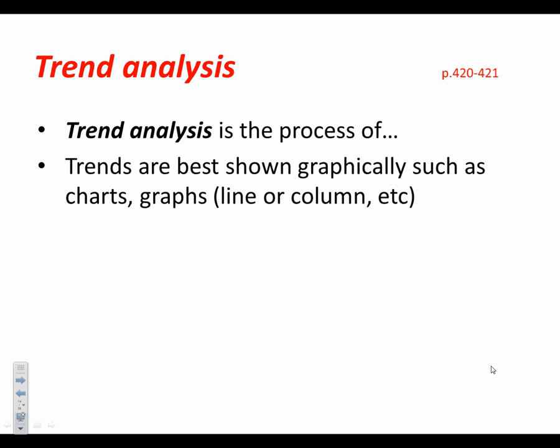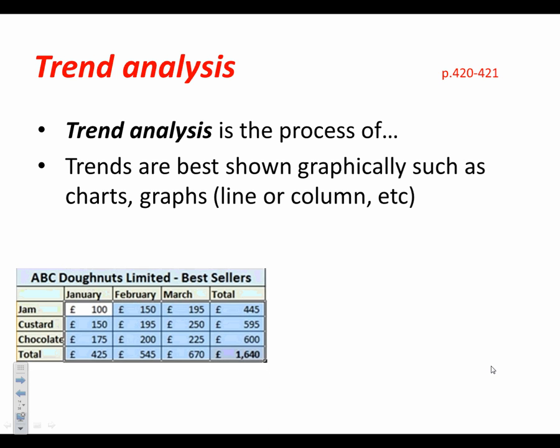The second point is that trends are best shown graphically, and that's through charts and graphs, whether it's a line or column graph. That's why there are those examples in the textbook. I can give you another one. Here we have ABC Donuts that has 3 different types of donuts: jam, custard, and chocolate. They have been inserting how much they've sold month on month, January through to March. While that's all useful information, it's much easier to compare how the different donuts are selling if we put those in graphs.